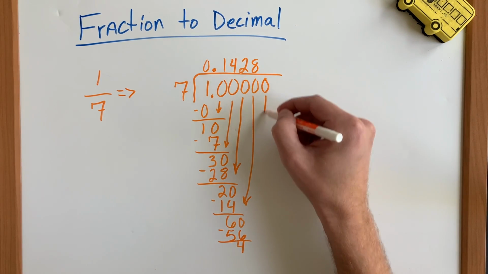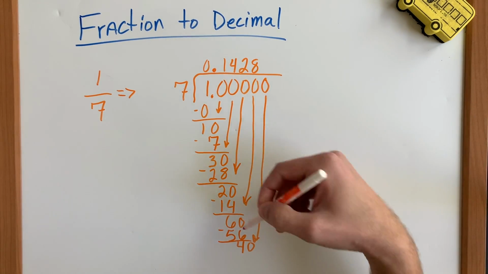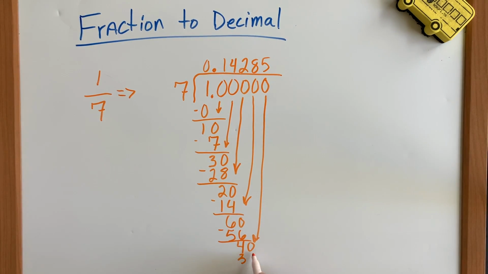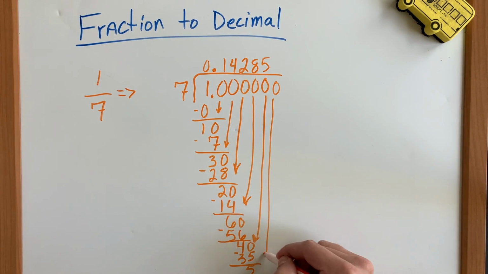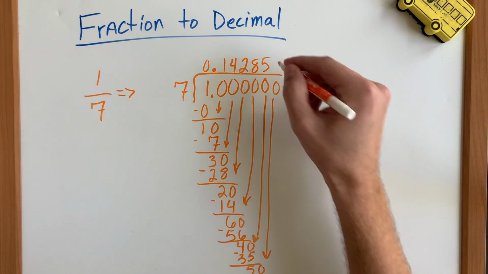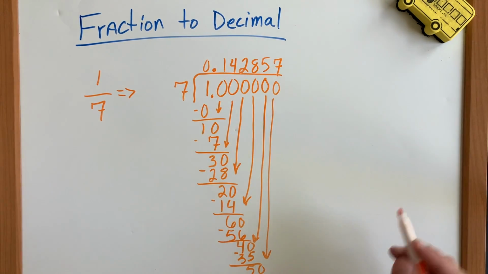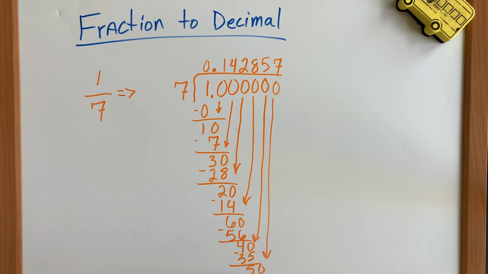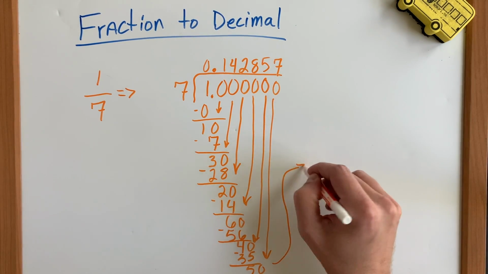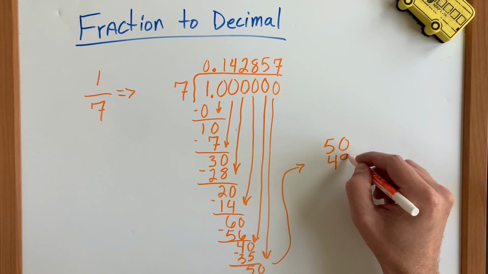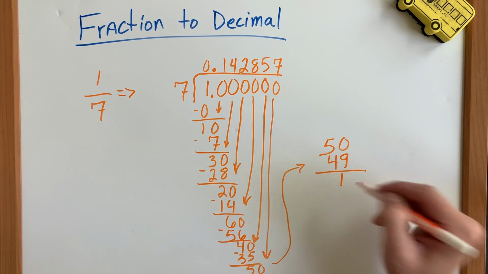Since I have something left over, I'm going to bring down the 0. 7 goes into 40 5 times, and I get 35. And I have 5 left over, bring down a 0. And 7 goes into 50 7 times. 49 is 7 times 7. And so I'm running out of space here. Let's go like this. We had 50. 7 times 7 is 49. When I subtract them, I get 1.